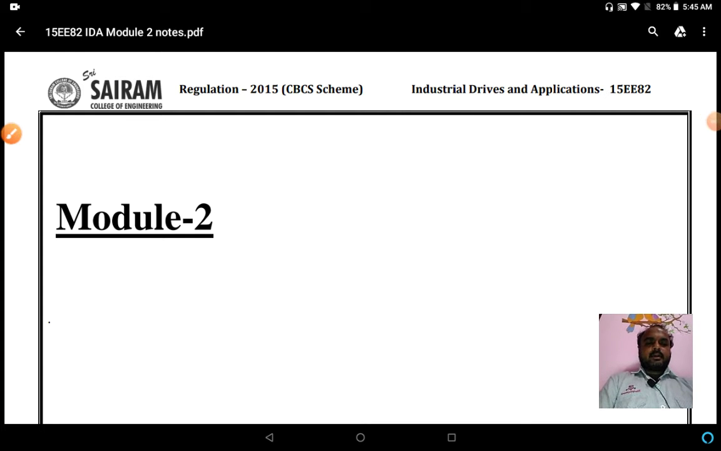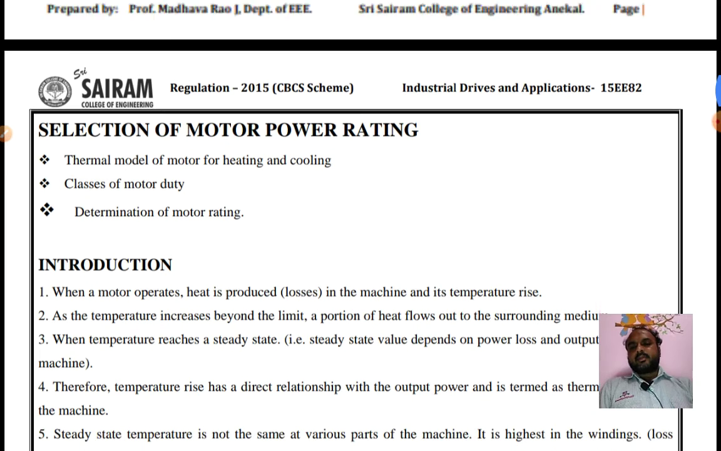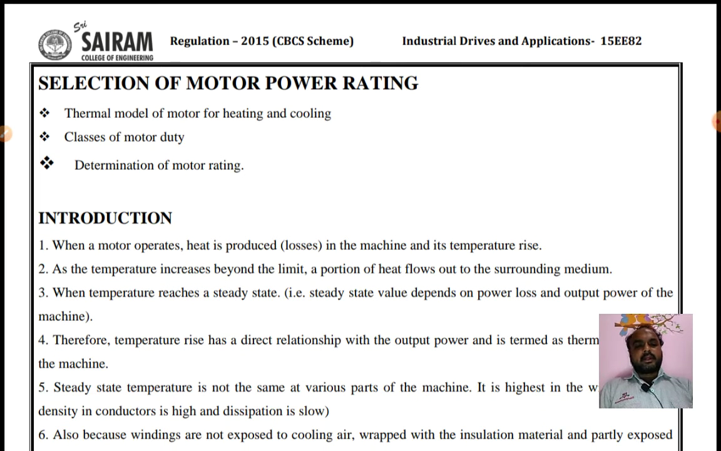Hi everyone, here we will see about industrial drives and applications, module 2. Module 2 consists of two parts. The first part is selection of motor drives, power rating, and the second one is DC motor drives. The first one consists of the thermal model of motor for heating and cooling, classes of motor duty, determination of motor rating. So this is the first part.